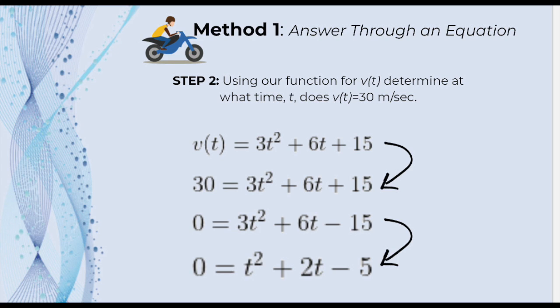Now we move on to step 2. Using our function v(t), which we have just found in step 1, we need to determine at what time the velocity is 30 meters per second. So we plug in 30 as v(t), and now we have to solve for t. Set the equation equal to 0 by subtracting 30 from both sides, and you are left with 0 = t^2 + 2t - 5, leading us to step 3.